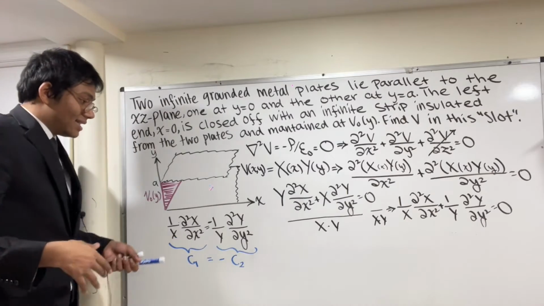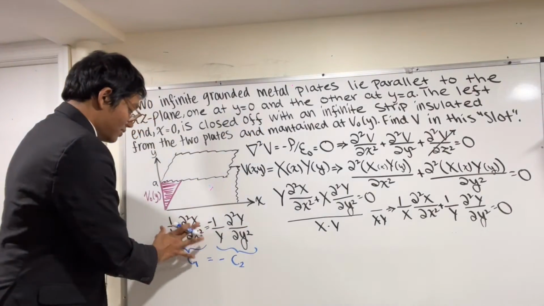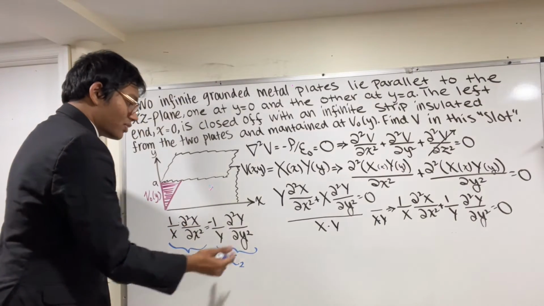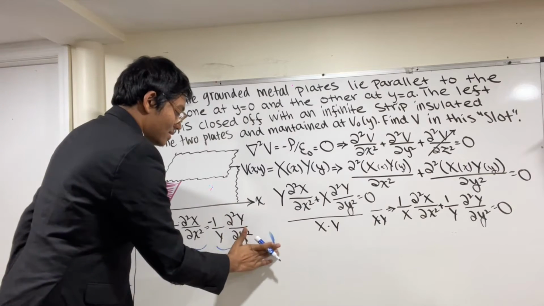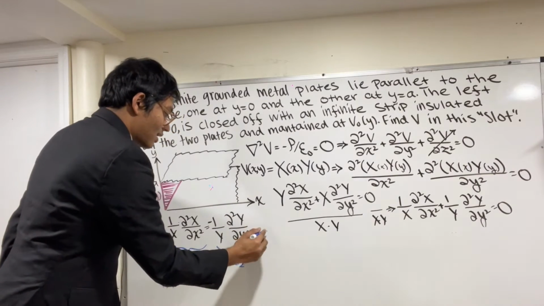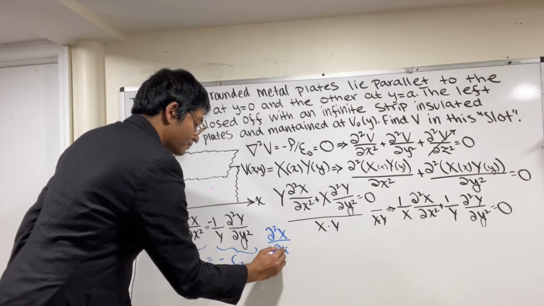Okay, well, let's take that idea and run with it. So let's take this. This is equal to a constant. Well, not obviously, nothing is obvious here. If you have any questions, leave them down in the comments below. But now we know that this is equal to a constant.